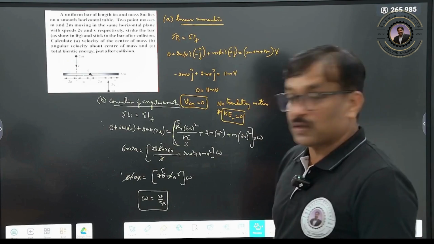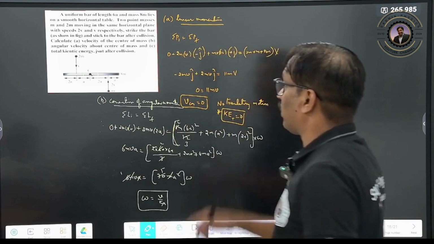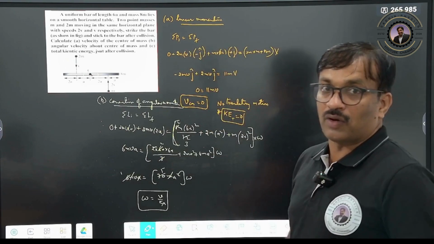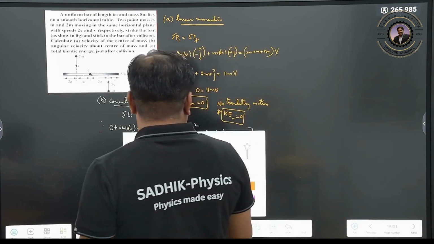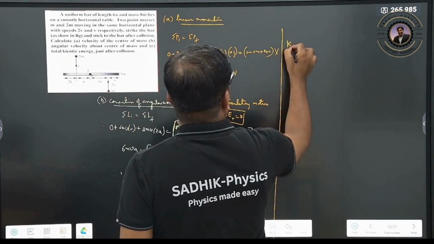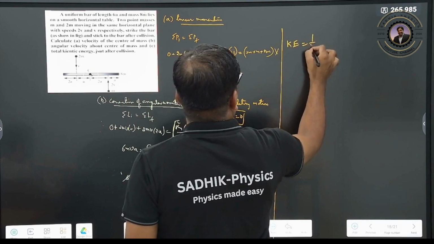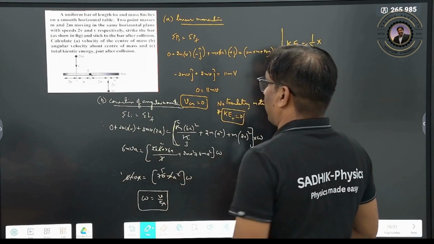Clear? So now we want to calculate, it is having angular velocity, but therefore it will be having total kinetic energy. Total kinetic energy means what? Rotational kinetic energy will be there. So what will be the rotational kinetic energy? So here kinetic energy it will be equal to half. What will be the moment of inertia? What we got it now? 30 MA square we got it now.